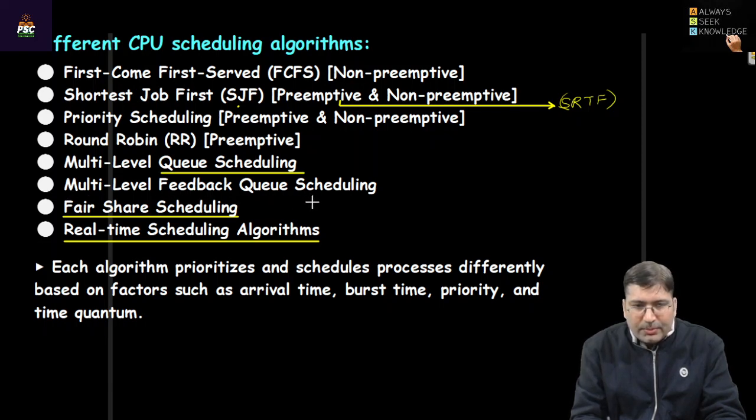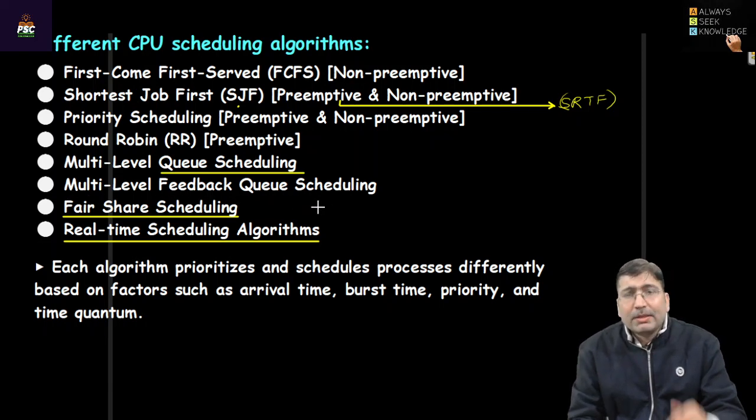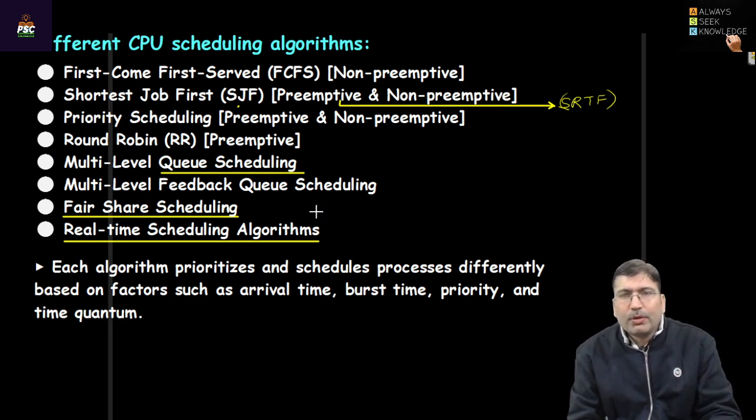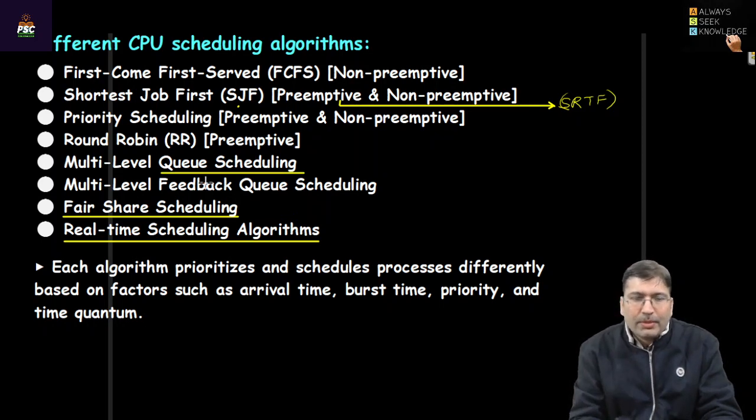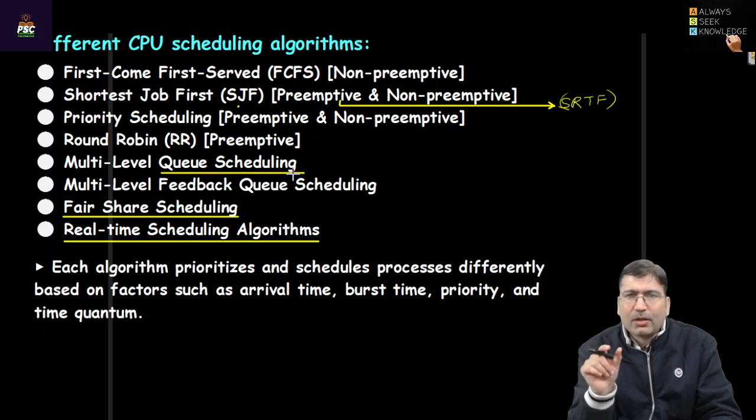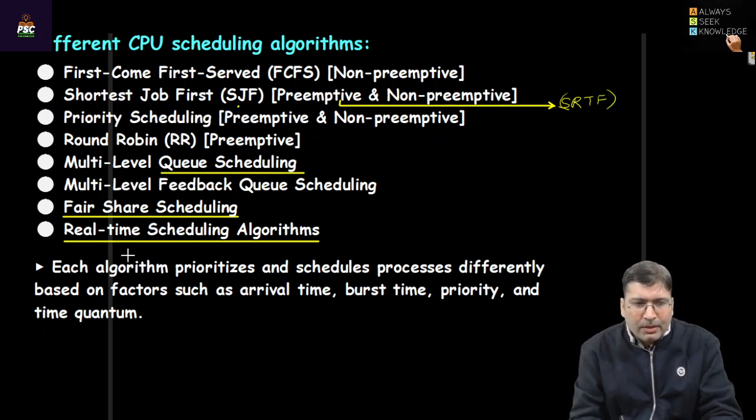In multi-level feedback queue scheduling, there will be multiple levels of the priority queue, or you can say the ready queue is divided into multiple levels of priority queue, and the priority of the process can be updated according to some criteria or condition. But in case of multi-level queue scheduling, whenever a process arrives, there is a priority value and it is fixed, or you can say static in nature, it cannot be updated, right?